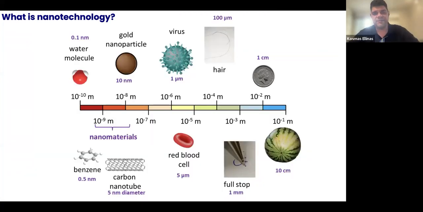a slide about the sizes. You can see that our hair is around 100 micrometers. The red blood cell is around 5 micrometers in diameter. Bacteria are also in the same range, some micrometers. Viruses are much smaller. And here we have the nanomaterials, which are, let's say, half a micron and below.